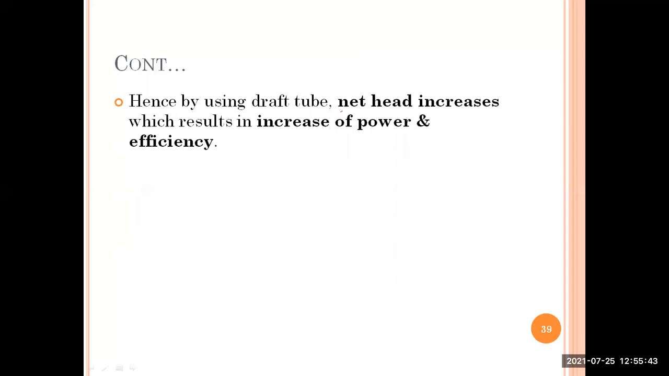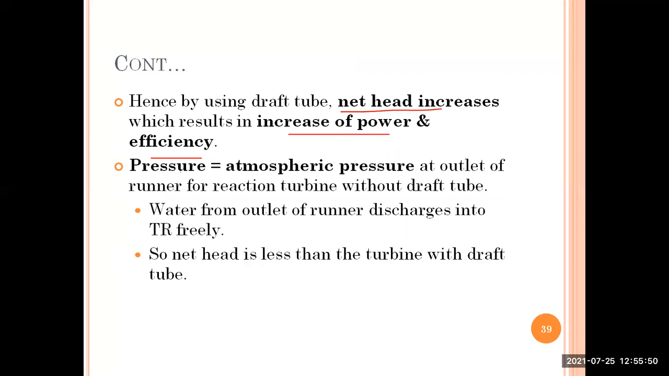And as the net head increases, it will increase the power, and the efficiency of the turbine will also increase. The pressure will be equal to atmospheric pressure if we do not provide a draft tube. In that case, we cannot discharge water freely to the tail race channel, and there will be head losses. So to minimize the head loss, we have to provide a draft tube. So head loss will be minimum for a turbine with a draft tube.